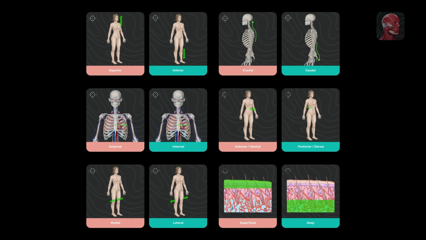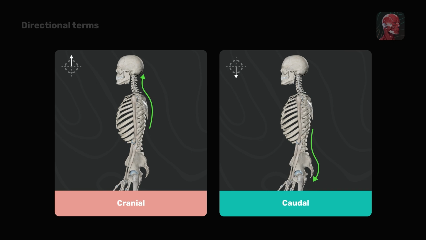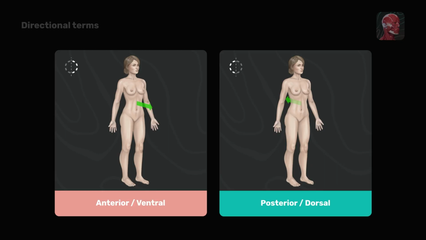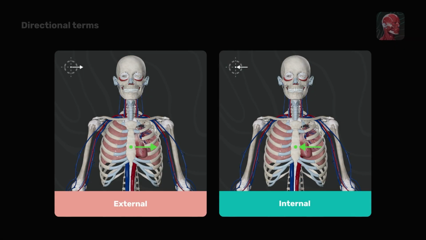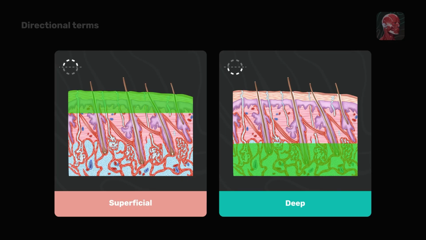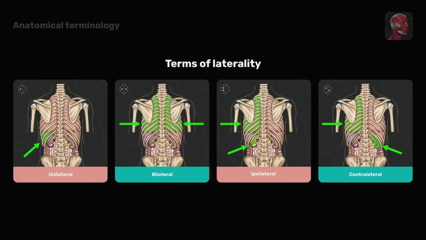The following pairs of terms are used to describe anatomical structures: superior and inferior, cranial and caudal, anterior and posterior, ventral and dorsal, medial and lateral, external and internal, superficial and deep, proximal and distal. Also, keep in mind the terms of laterality: unilateral, bilateral, ipsilateral, and contralateral.